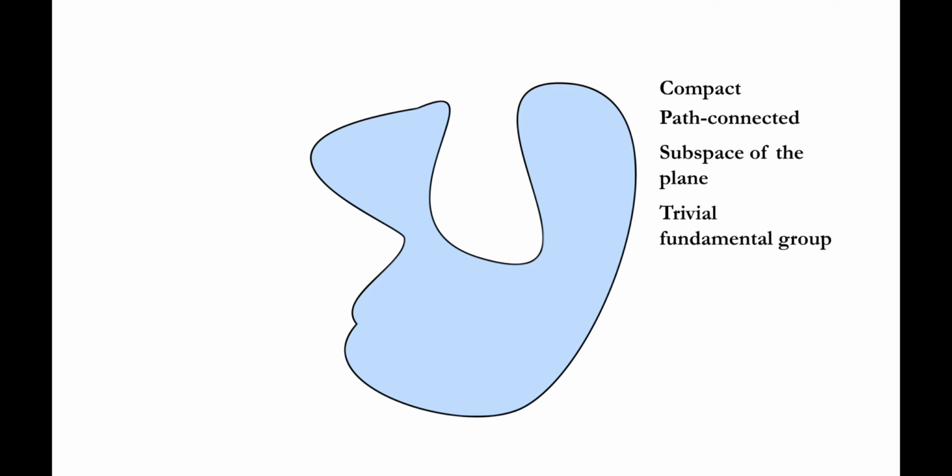no holes. And finally, we want the boundary of the space to be a simple closed curve, otherwise known as a Jordan curve. We'd like to look at what happens to the number of regions as we make arbitrary straight cuts.